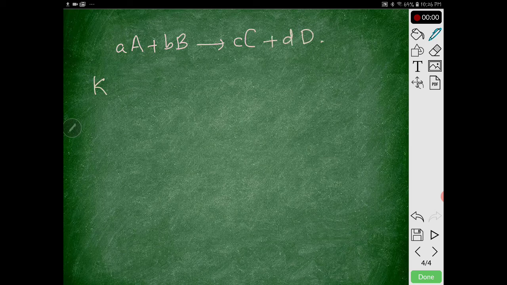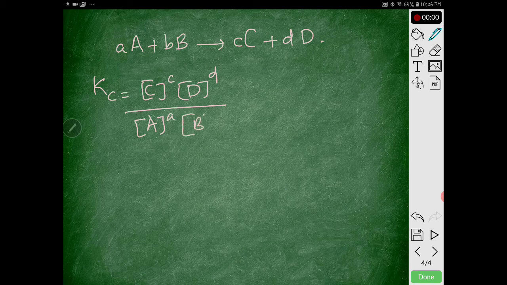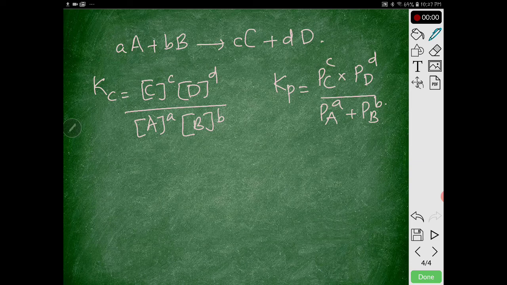If you write down Kc, that is the molar concentration of C raised to c into the molar concentration of D raised to d, divided by the molar concentration of A raised to a into the molar concentration of B raised to b. In terms of partial pressure, you write the partial pressure of C raised to c into the partial pressure of D raised to d, divided by the partial pressure of A raised to a into the partial pressure of B raised to b. This is how it is expressed. So what are we seeking? We are seeking the connection between Kp and Kc.